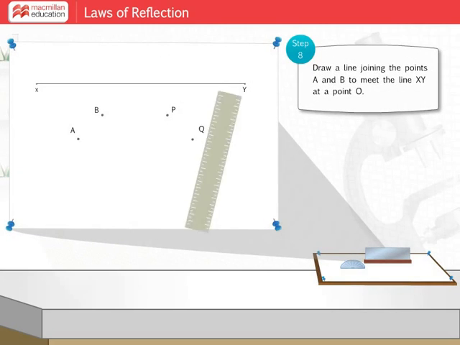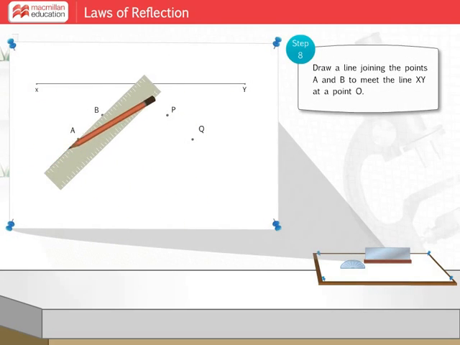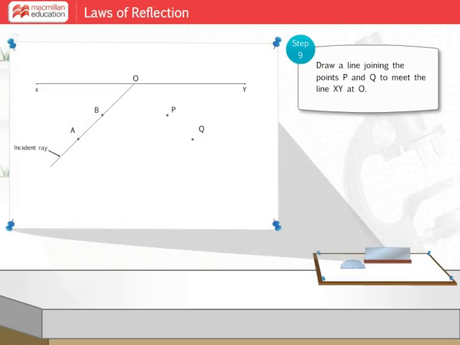Then, draw a line joining the points A and B to meet the line XY at a point O. The line AB represents the incident ray falling on the surface of the mirror. Now, draw a line joining the points P and Q to meet the line XY at O. The line PQ represents the ray of light reflected from the surface of the mirror.